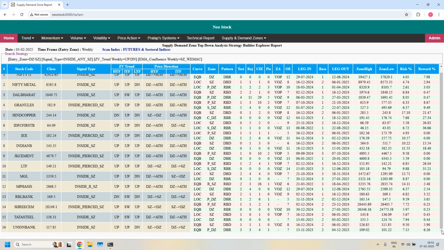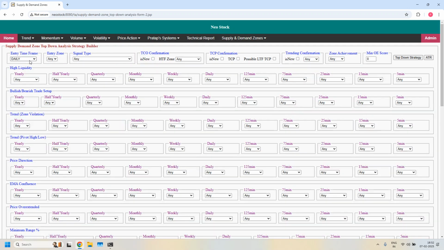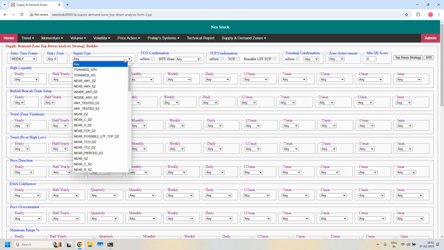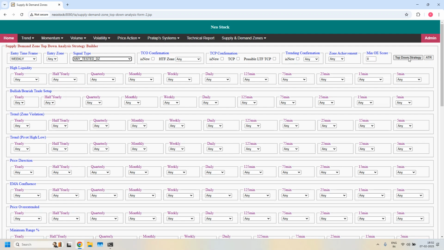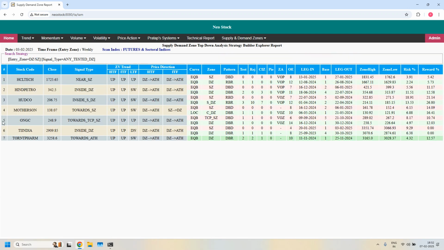And a few more additional reports on weekly time frame. So weekly time frame, let us find the tested weekly demand zones during this week. The stocks having tested weekly demand zones. So these 7 stocks are having tested weekly demand zones. Those zones are tested during this week.